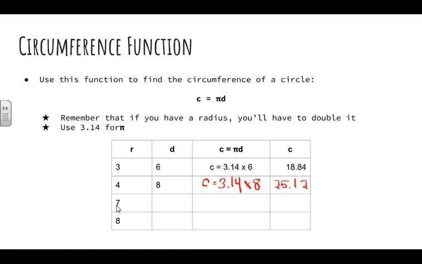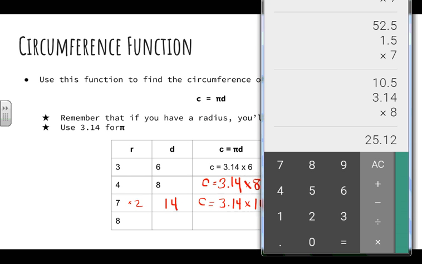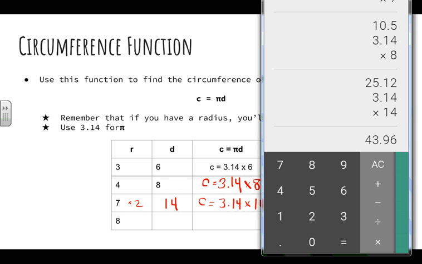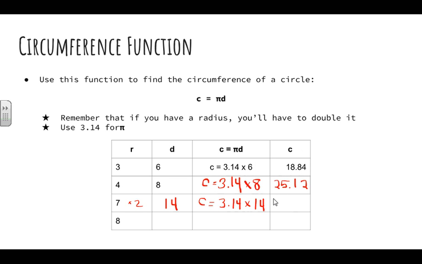Here I have a circle with a radius of 7. I need my diameter, so I double it. I multiply it by 2. I have a diameter of 14. If I plug that into my formula, I get c equals 3.14 times 14. So 3.14 times 14 gives me a circumference of 43.96.